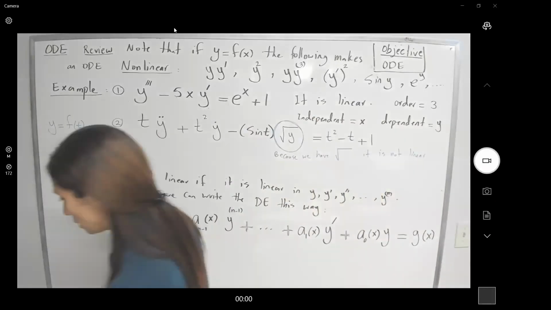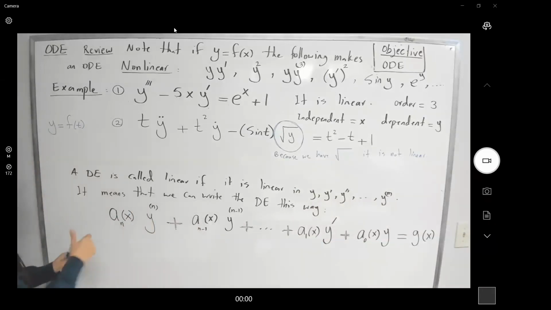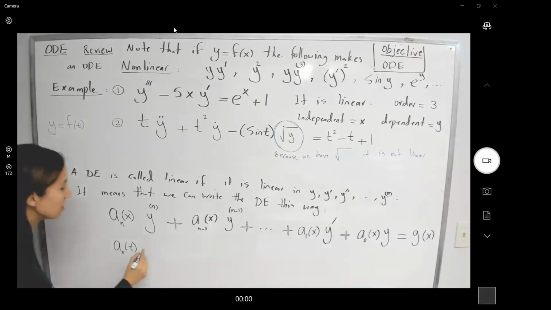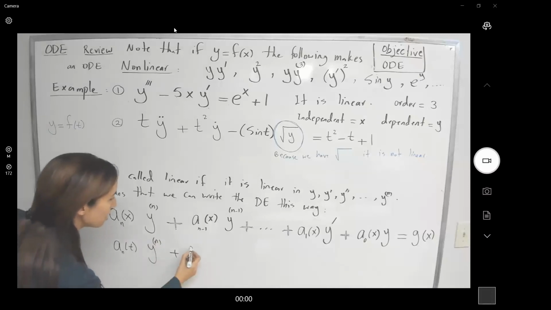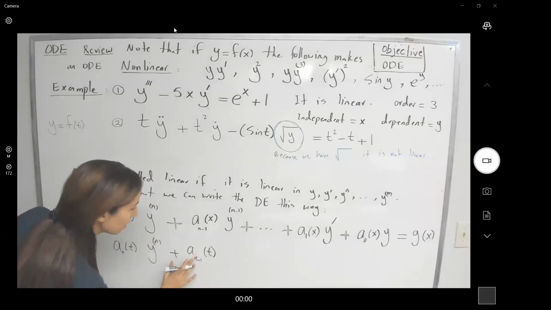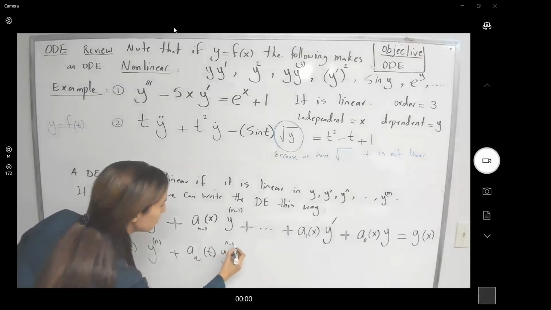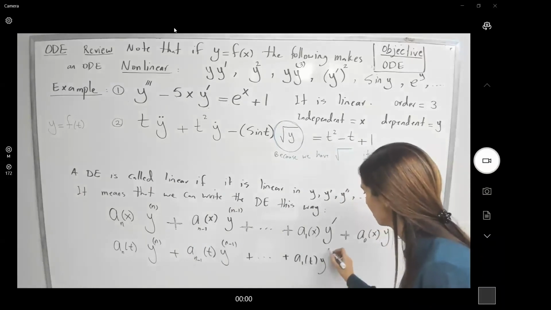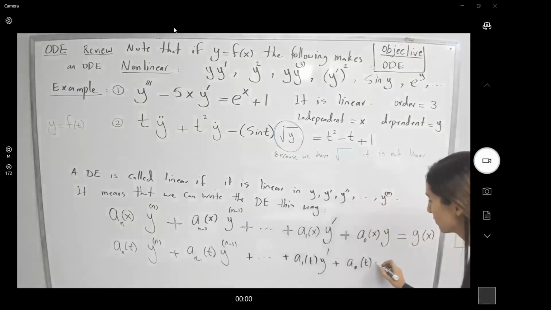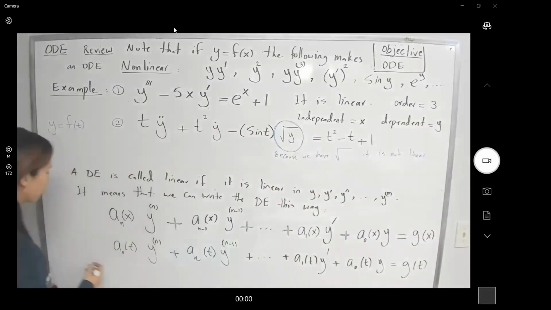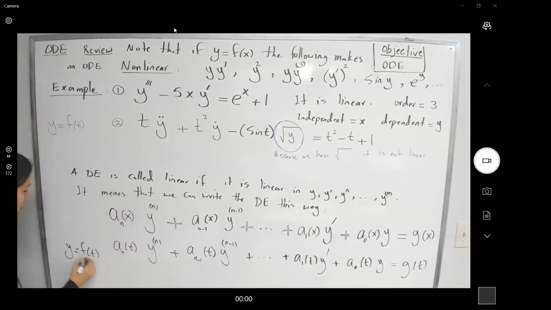So when you're talking about t, it means that the definition becomes like this: a sub n of t, a function of t, times the nth derivative, plus another function of t times the derivative, another function of t times the derivative, another function of t times the derivative, equal to g of t. So you can change the free variable. That's absolutely fine. What's the meaning of that? It means that your function depends on t.